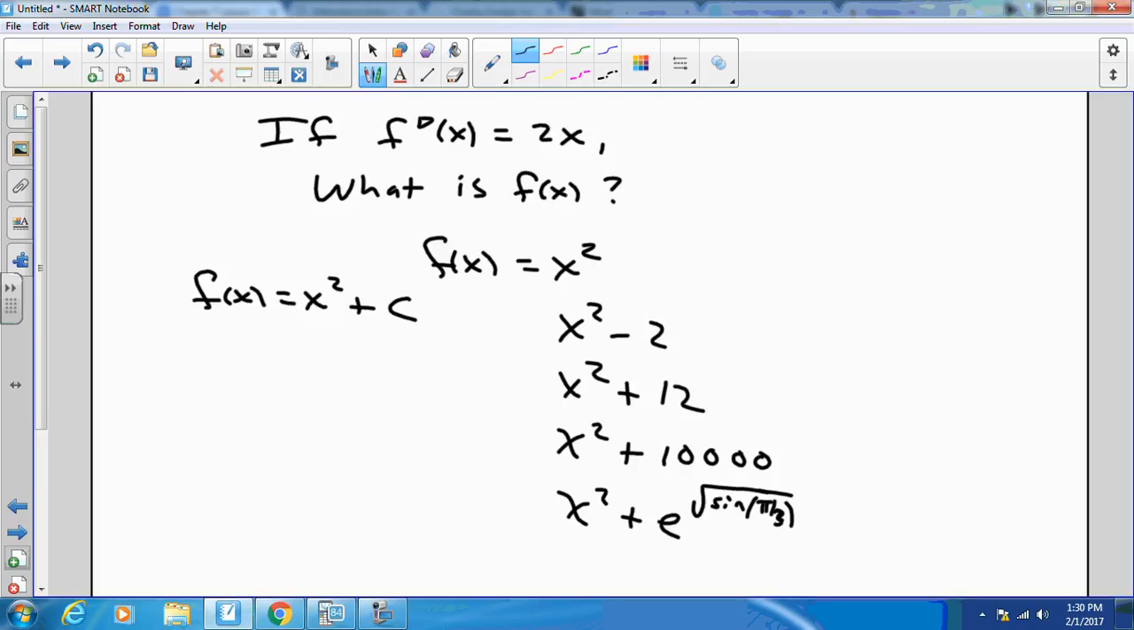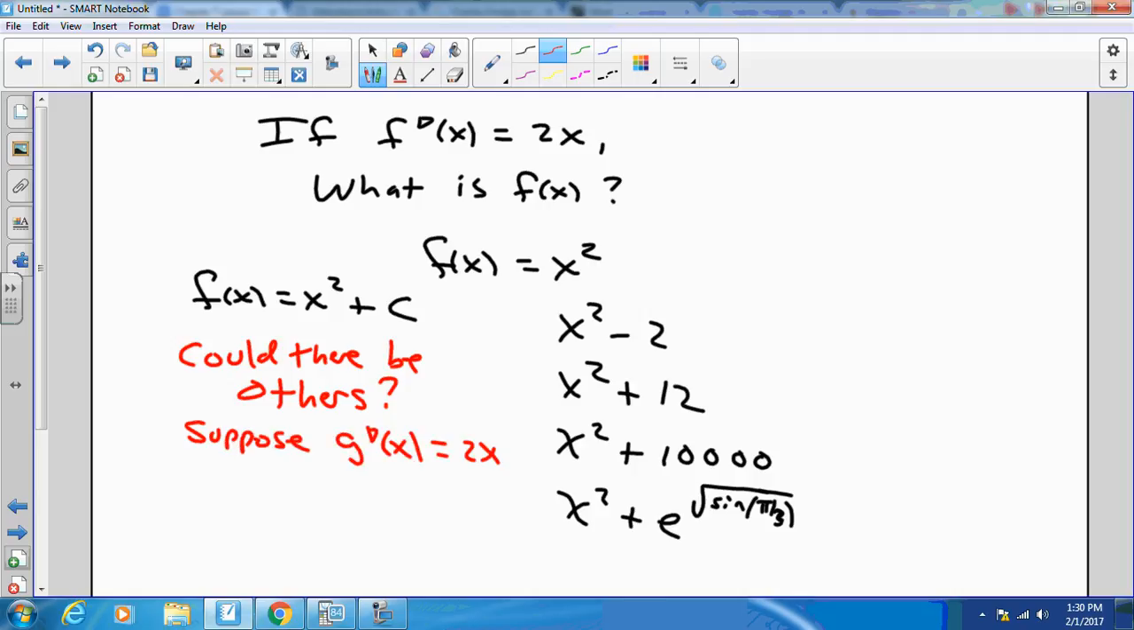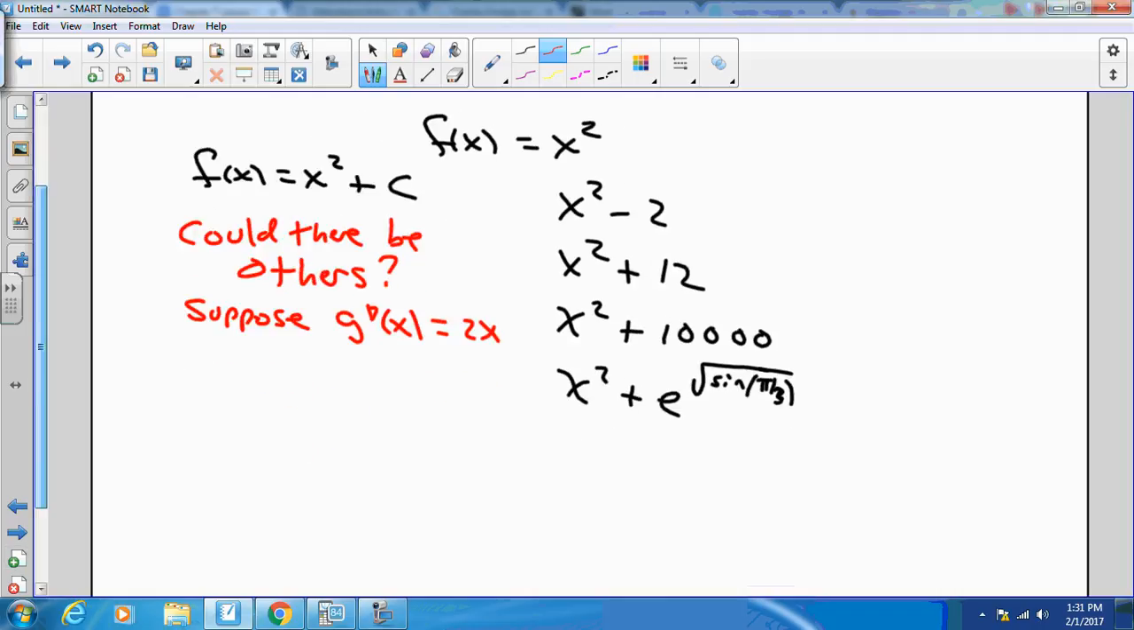That's an interesting question. The question is, could there be others? Could there be some g of x that is not x squared plus a constant, whose derivative is nevertheless 2x? Ooh, that's an interesting question. And it turns out the answer is no. And here's why. Let's suppose that there is. Suppose I have some other function g so that g prime of x is equal to 2x.